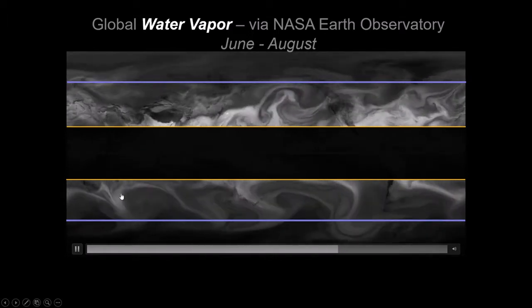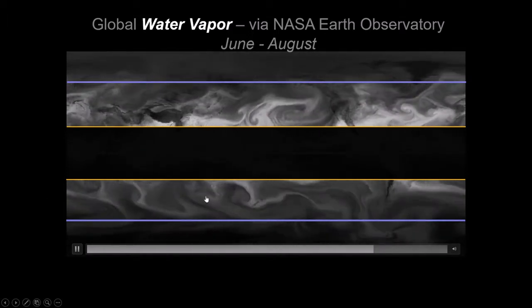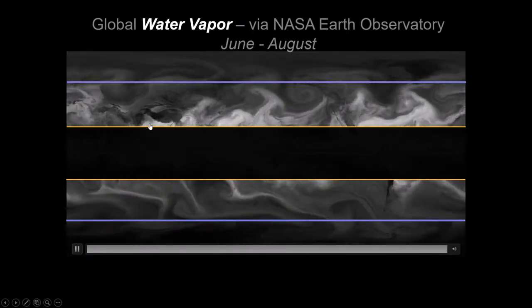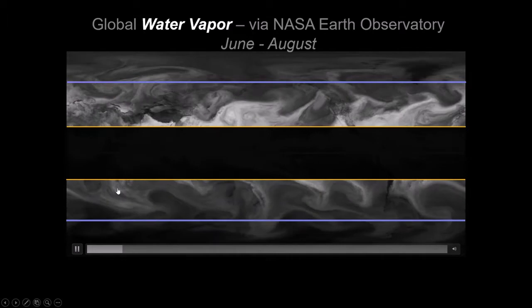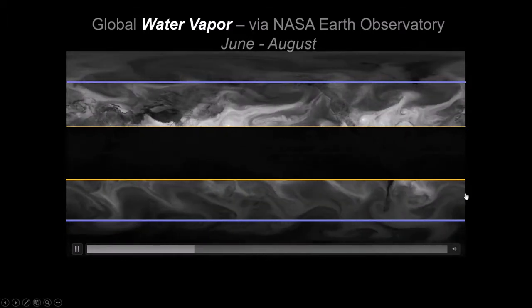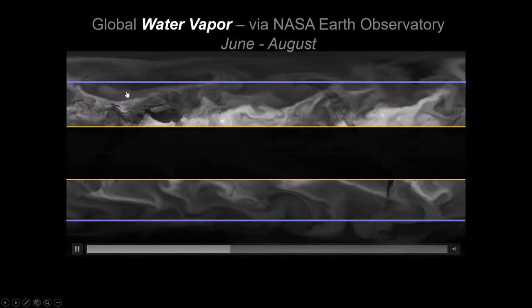Keep in mind, the southern hemisphere has less land, particularly in the mid-latitudes. Land does a good job of disrupting what would normally be natural. If there was no land, these patterns would just be scooting right across. There wouldn't be much variability.